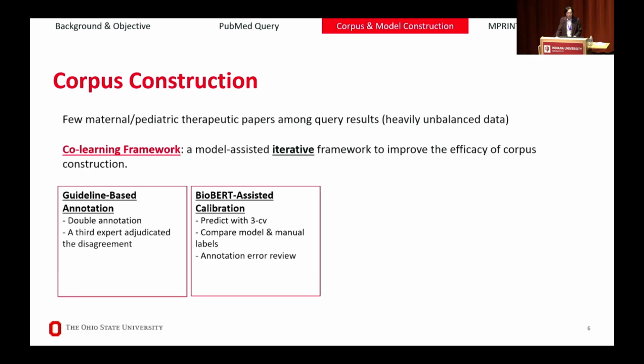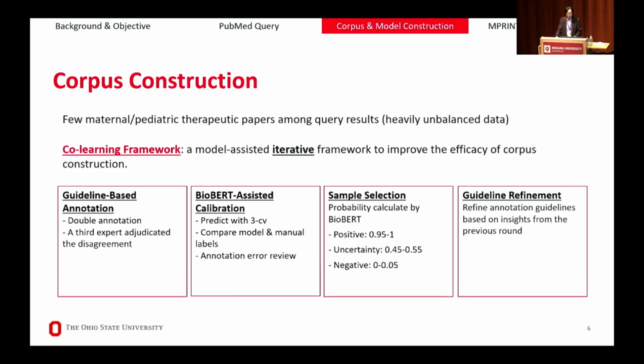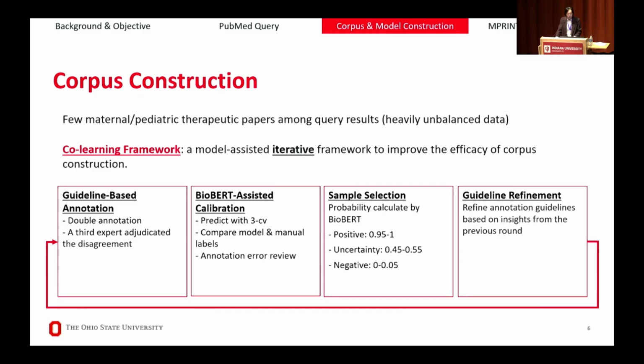Manually check and correct the potential annotation errors. Next, we use the calibrated data sets to train a BioBERT model that then predicts all the unlabeled samples. And based on the predicted probability, we randomly select samples from the positive pool, uncertainty pool, and the negative pool respectively for the next iteration. And finally, based on what we learn from the annotation and the calibration stage, our experts updated the annotation guideline. So here's the loop.